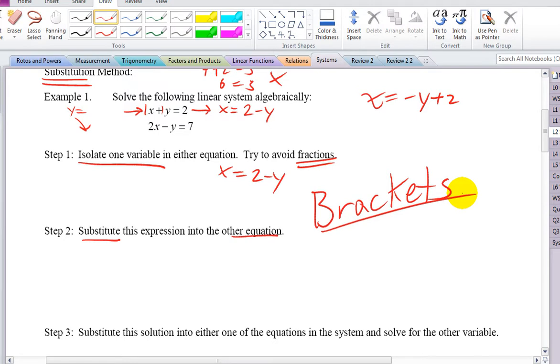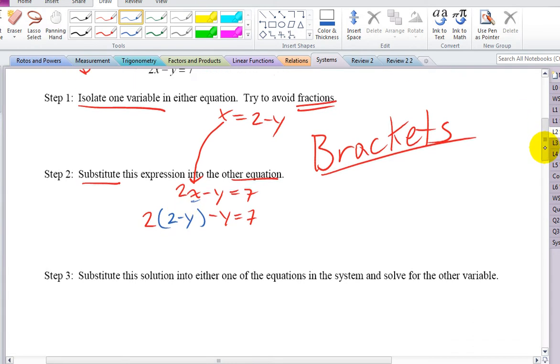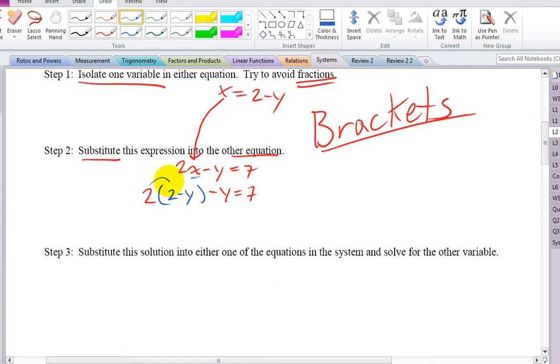Okay. So the equation is 2x minus y equals 7. And now I'm changing x. So I get 2, and then bracket 2 minus y, minus y equals 7. So I just changed the x. And the brackets are important because you have to multiply correctly. 4 minus 2y. That's super important. Minus y equals 7. Good.